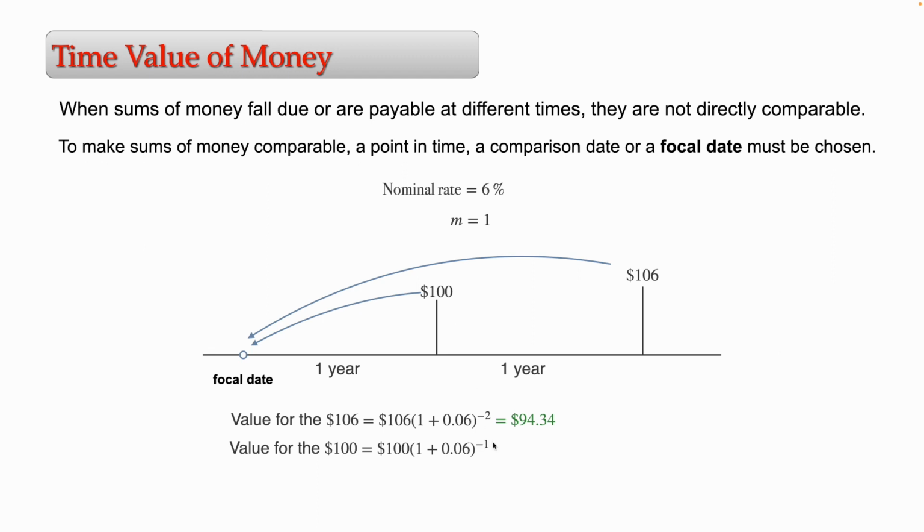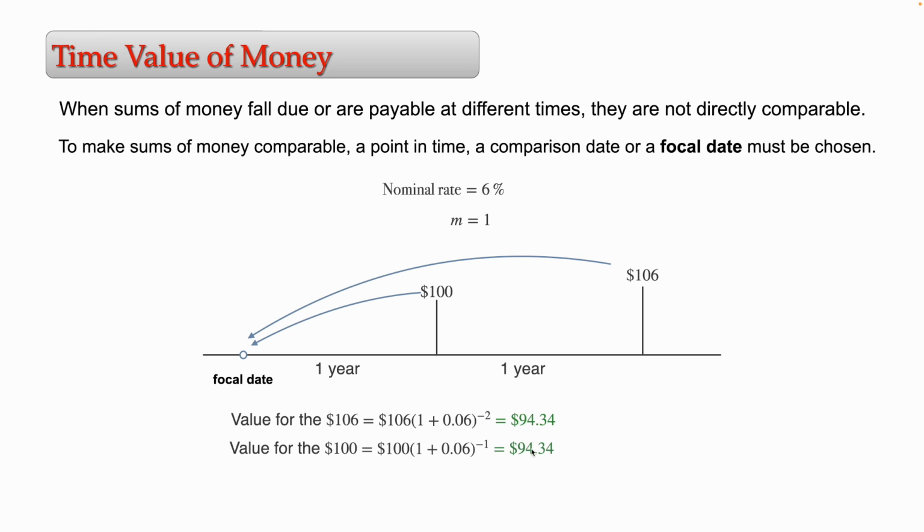Observe that to find the exponent that we need to use, we will need to know how long is the time between that amount that I'm using and the focal date. And we know that in this case is 1 year and the interest compounds annually, so there will be only one interest period, and for that reason this will be negative 1. If we do that, we notice that again we compute 94.34.